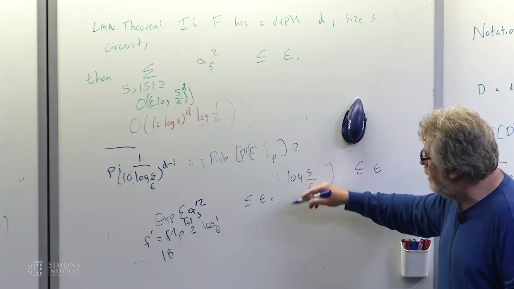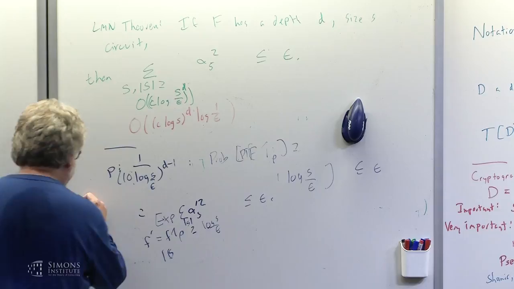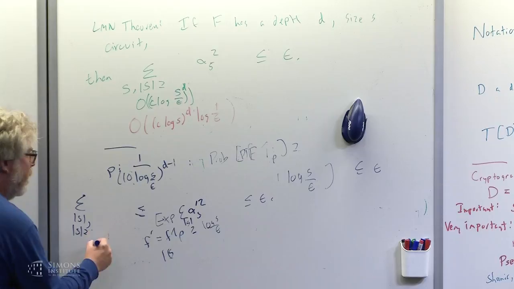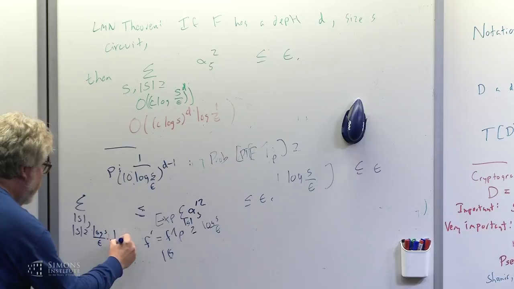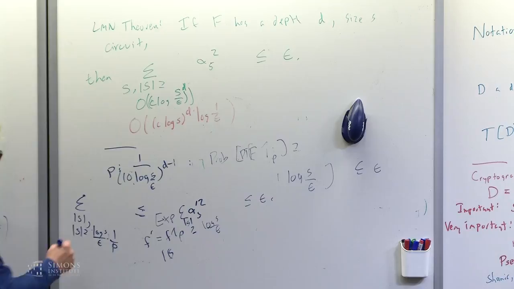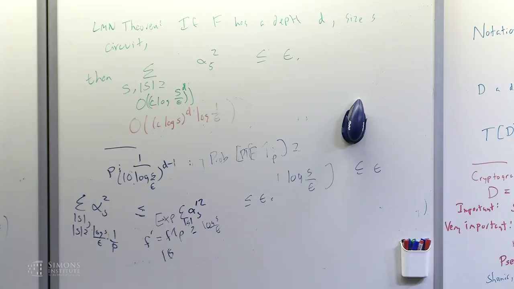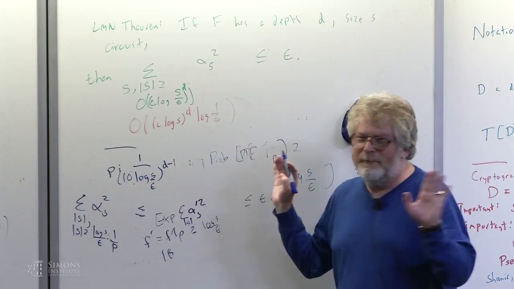So, on the other hand, we said that this expectation is greater than or equal to the sum over all sets S where |S| is at least this log S over epsilon over P, which works out to about this fraction of the original Fourier mass. Because all of this Fourier mass ends up in this region with good probability. And I'm cheating, there's a factor of two, but who cares?